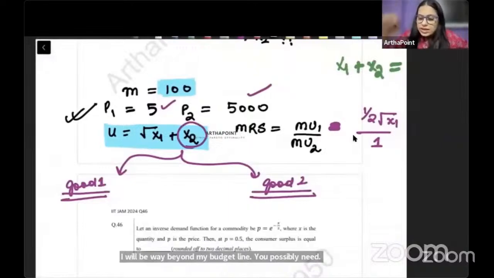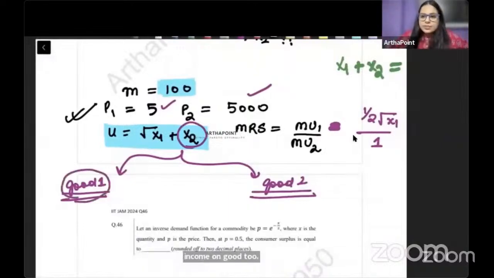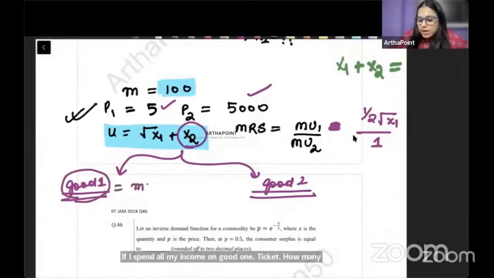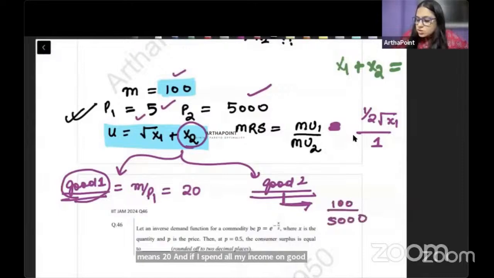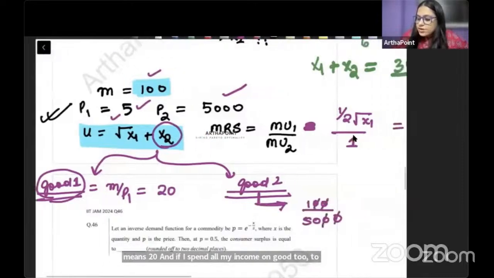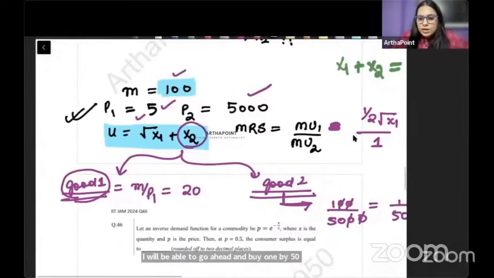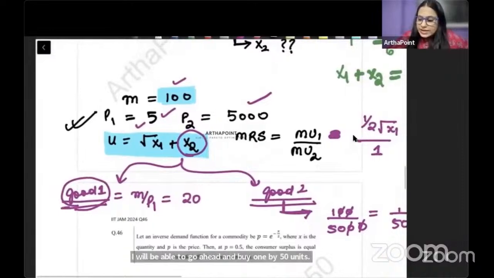If I spend all my income on good 1, how many units of good 1 will I be able to buy? M by P1 units. So this will be 100 divided by 5, that means 20 units. And if I spend all my income on good 2, how many units can I buy? 100 divided by 5,000. That means I can buy 1 by 50 units. Don't you think that one will give me more utility than the other option?